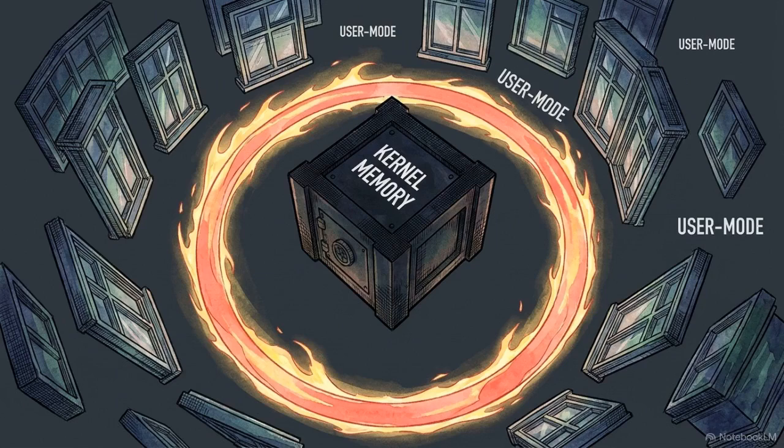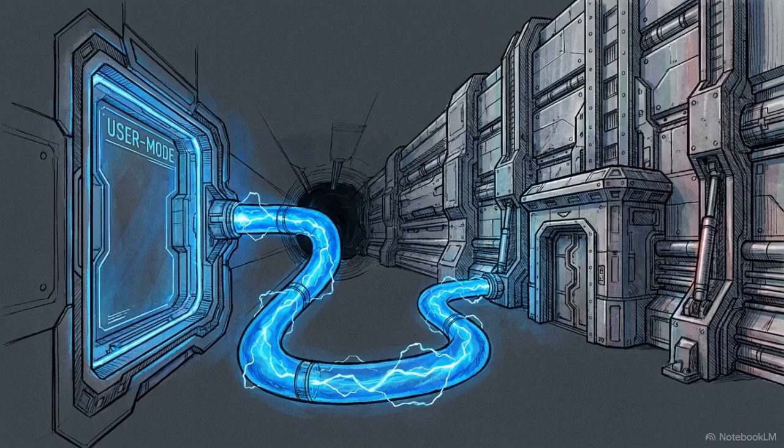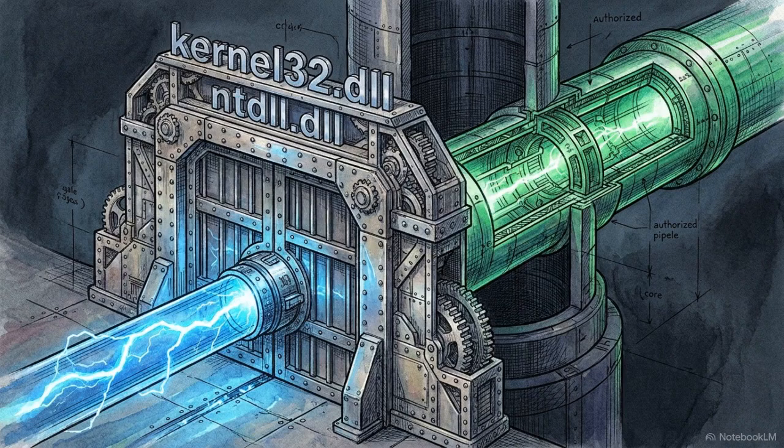Windows enforces strict boundaries on user mode applications. A standard process is restricted. It cannot access hardware or read kernel memory directly. To interact with the operating system, an application must use documented API functions exported by standard libraries, specifically kernel32.dll and ntdll.dll. These dynamic link libraries serve as the mandated bridge to the kernel.